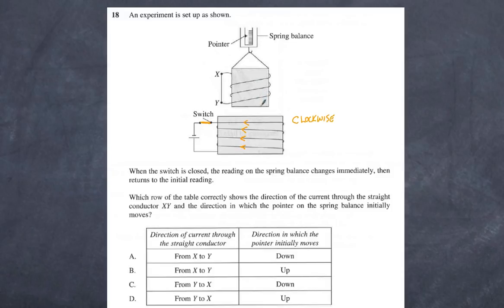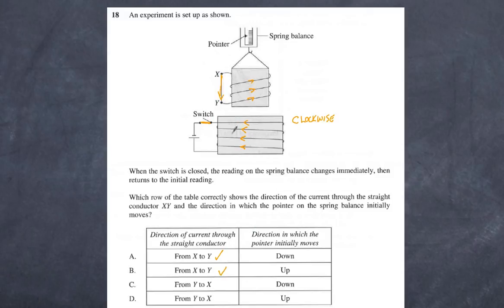Why is that? Because of Lenz's law. We're going to have a current going in that direction. And if you follow that process along, then we're going to have a current going from X to Y because of Lenz's law. It's got to oppose the one that changes it. Now, that means we have X to Y and X to Y.